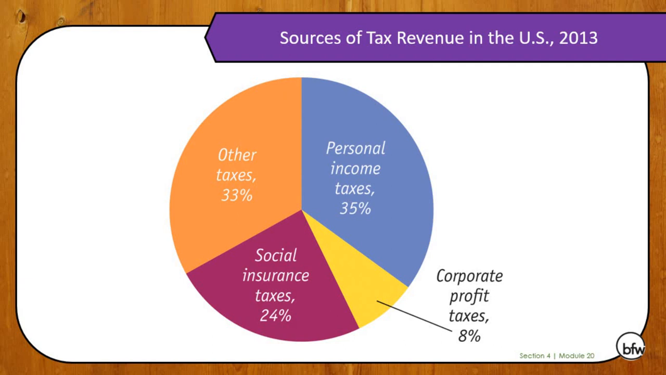And social insurance taxes, that's FICA. If you have a job and you've seen money coming out for Social Security, Medicare, or FICA, then that's what that is. And then other taxes, those are going to be things like estate taxes or tariffs or anything like that.